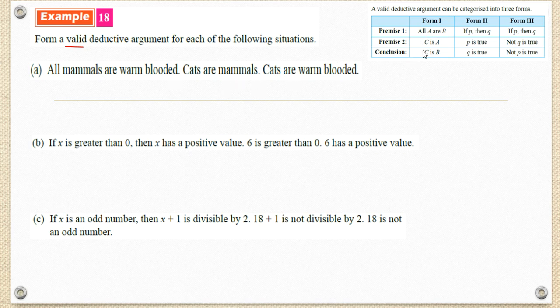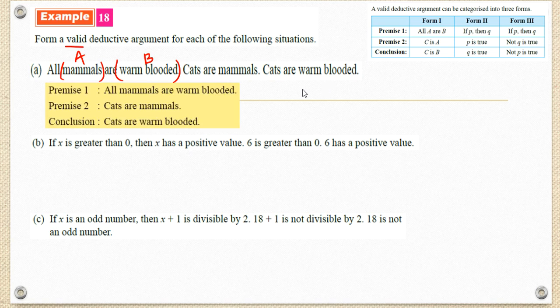Which one will come first? C is A. Mammals is your A. Warm-blooded is your B. C is A, meaning cats are mammals will come as premise 2. Then conclusion, cats are warm-blooded. Then we go to B. If x is greater than 0, then x has a positive value. If P, then Q, right?